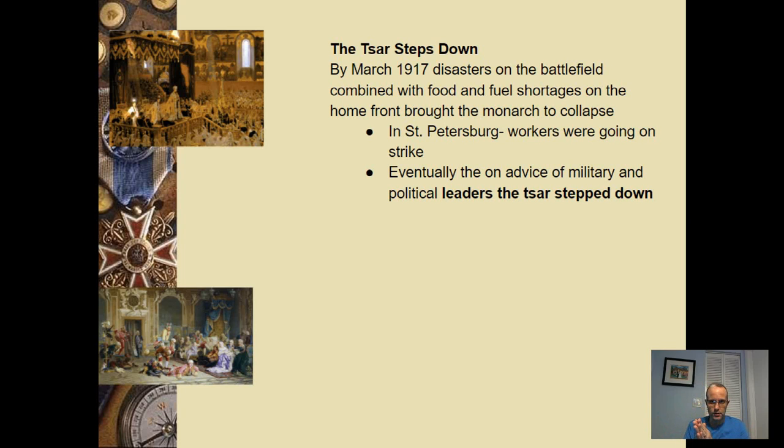And on the train, his advisors stop him and say, look, don't even go back there, they'll kill you. Step down, that's your only shot right now to get out of this. And even though he does that, him and his family don't survive. But he steps down, and when he steps down, the Duma, the politicians, set up a provisional government.